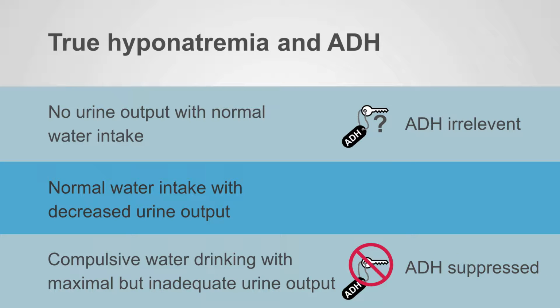Compulsive water drinking with maximal but inadequate urine output. These patients have ADH maximally suppressed. And then normal water intake with decreased urine output. These are the patients that are ADH dependent, and this is what we're going to be talking about today.